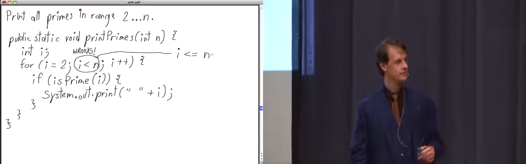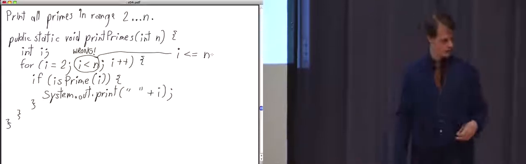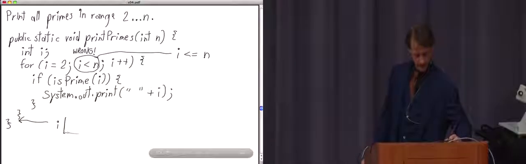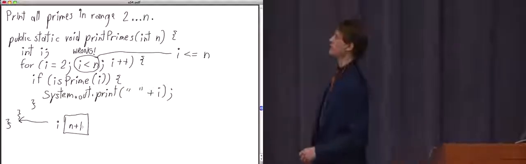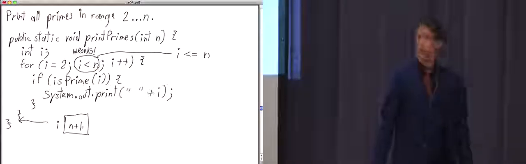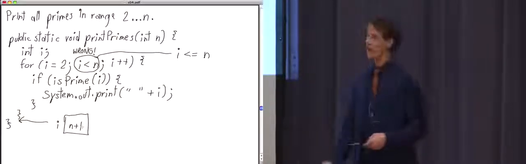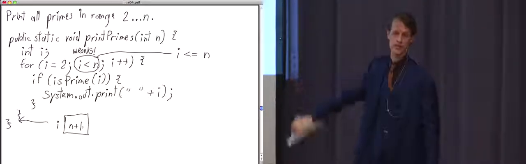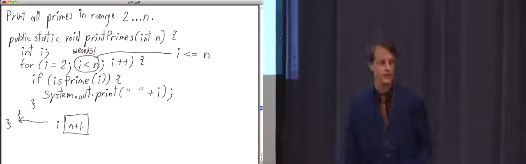Actually, no. n plus 1, yes. So when we get to the very end of this method, i will have a value equal to n plus 1, because after we did the loop iteration for i equal to n, we got to the end of the loop, we incremented i one more time, and now i is bigger than n, so that loop condition is no longer true and we stop. So when we exit the loop, i will be equal to n plus 1.